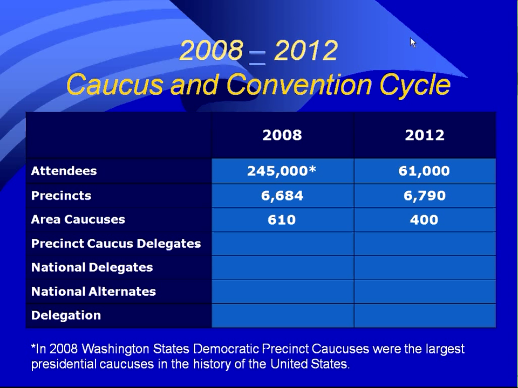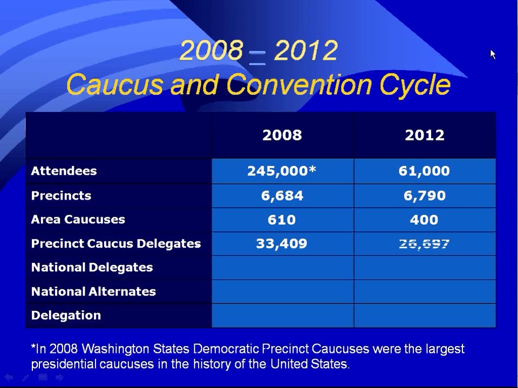In 2008, the total number of precinct caucus delegates that were elected was 33,409. So of the 245,000 attendees, about 1 in a little over 7 was elected to be a precinct caucus delegate.